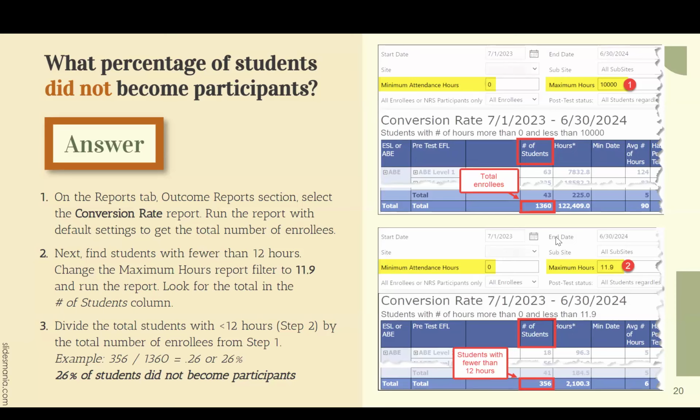Sherry, does the program summary report also show participants versus enrollees? Yeah, you could run it for all enrollees and then run it for participants and just find the difference, just like table A does. So if there's 1,000 enrollees and there's 700 participants, then that means 300 were not participants. So you could do that as well. Great. Lots of ways to find this info.